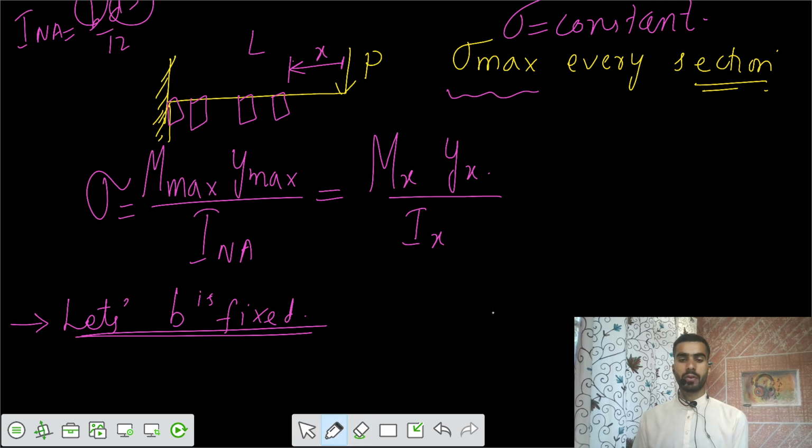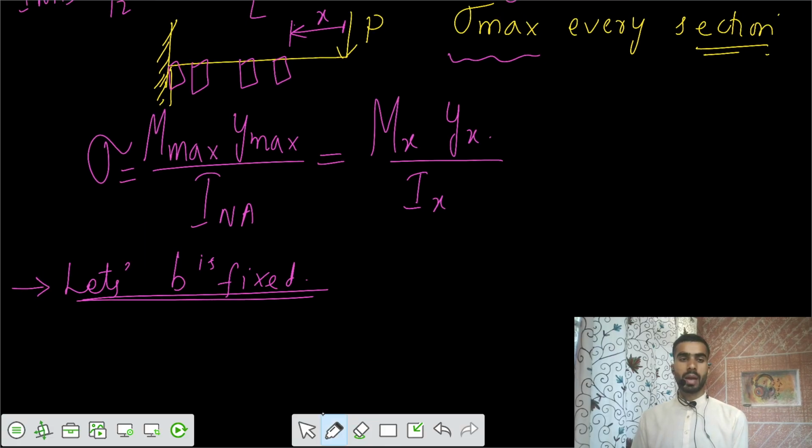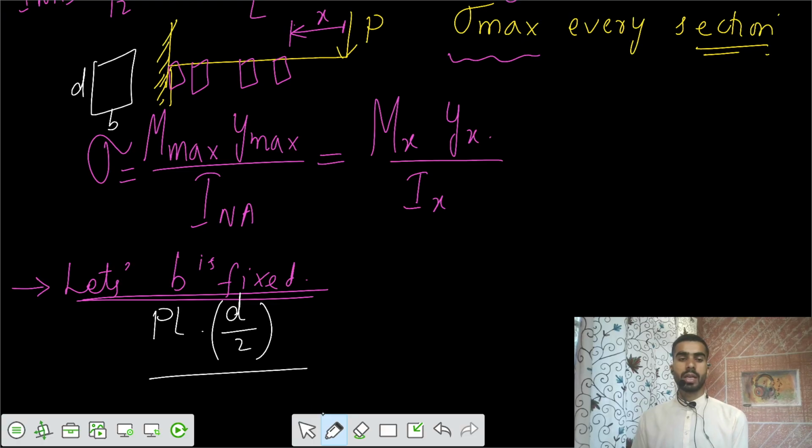So if you write the equation for that, we can say that your maximum bending moment would be equal to P into L, and y max would be, let's say, at the end some depth d and some width b. Let's say the maximum depth we are providing is d, so y max would be d by 2, and I about the neutral axis would be b d cubed by 12.